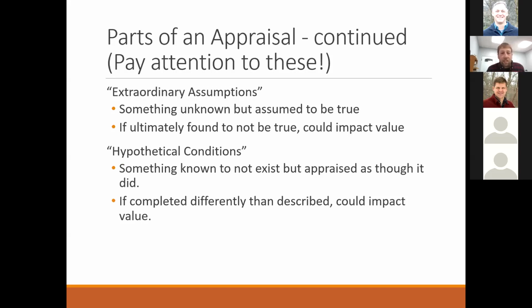Hypothetical conditions are something that we know is not true, and we're going to appraise it as if it is. A great example of that is you're going to be building a sugar house on this property. You've asked me to appraise the property as if the sugar house already exists. What's the property going to be worth once the sugar house is there? That would be a hypothetical condition. The sugar house is not there yet, but it will be.